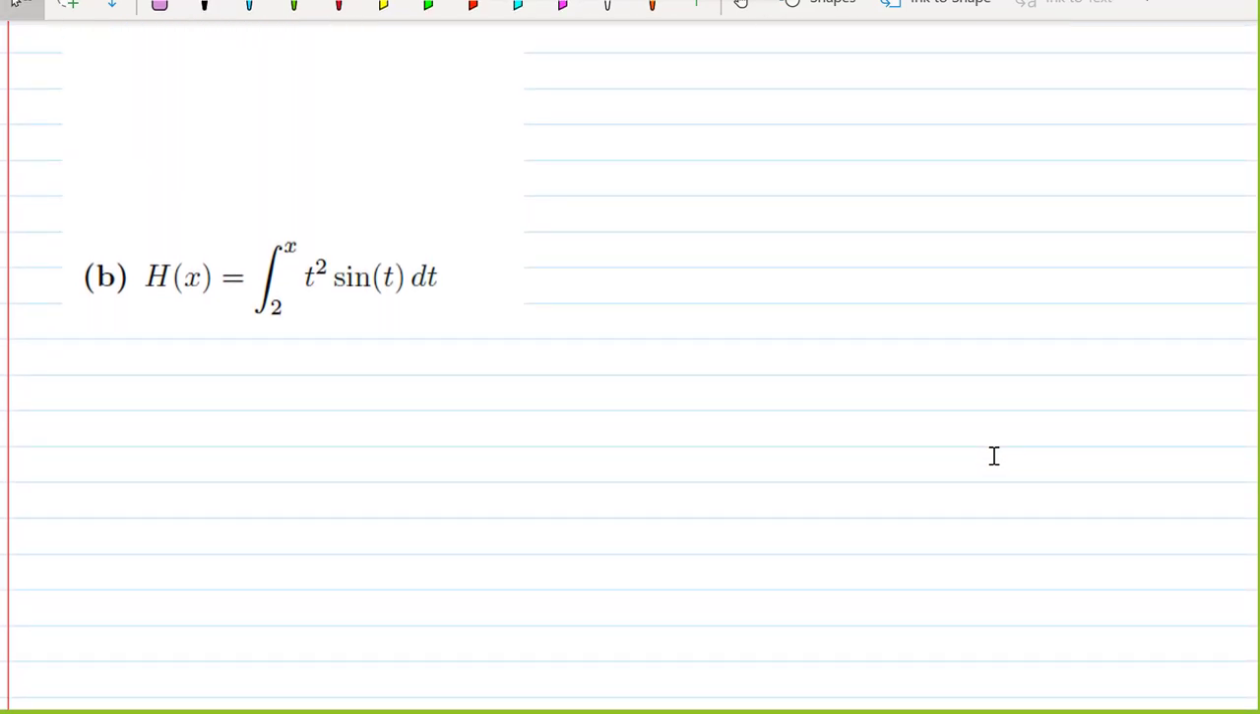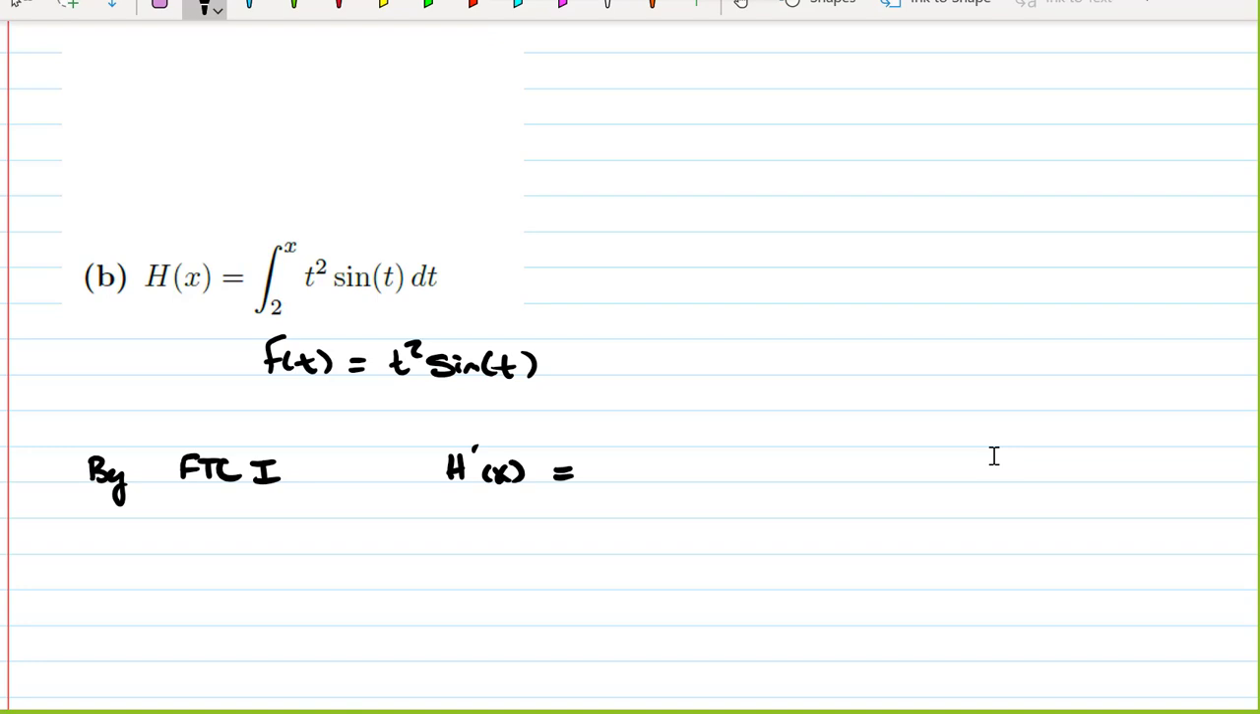All right, so let's take a look at example B. So we have h of x equals the integral from 2 to x of t squared sine t dt. So my f of t in this case is t squared sine t. So by the FTC part 1, h prime of x is equal to f of x, which is going to be x squared sine x.